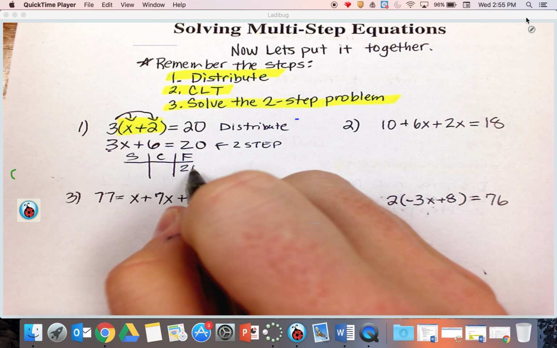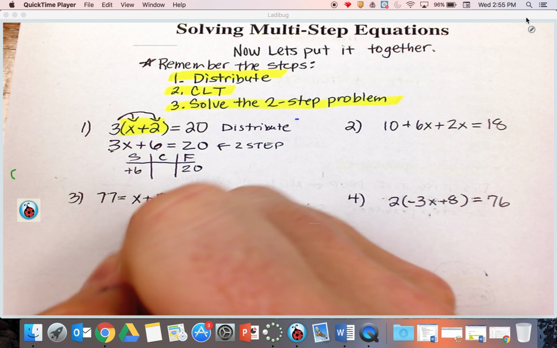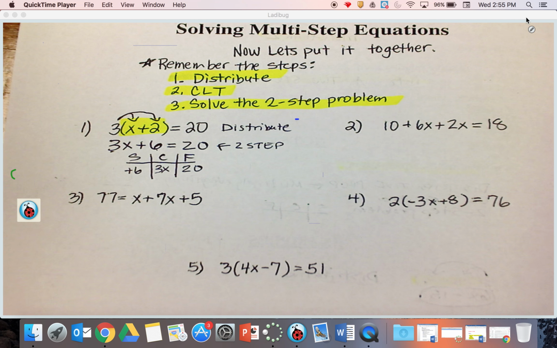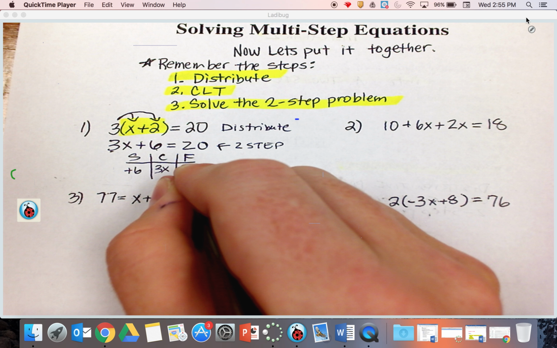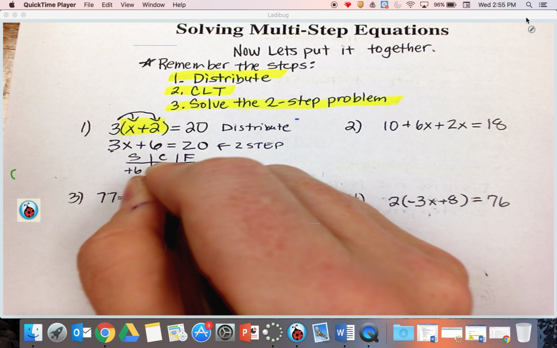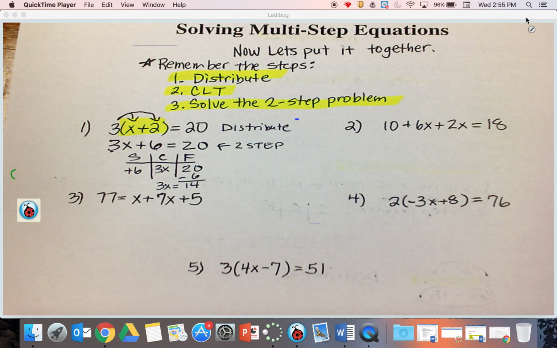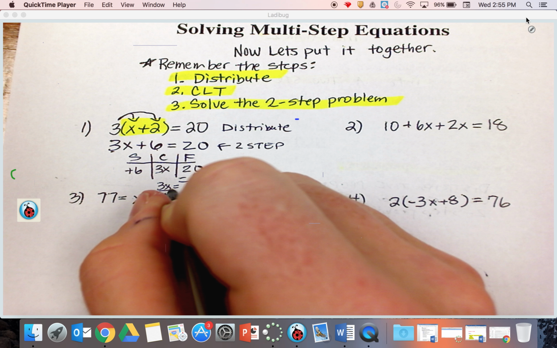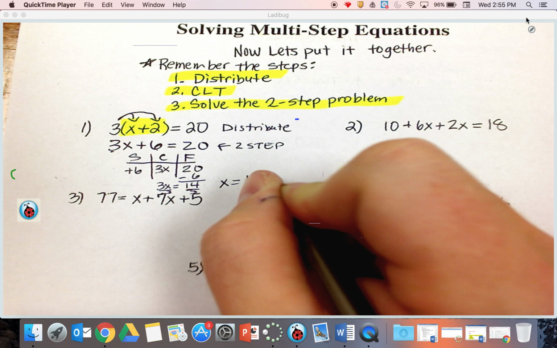Finish is 20. Start is plus 6. Change is 3x. Solve that problem by subtracting 6, and then by dividing by 3 on both sides. And I end up getting x is equal to 14 over 3.